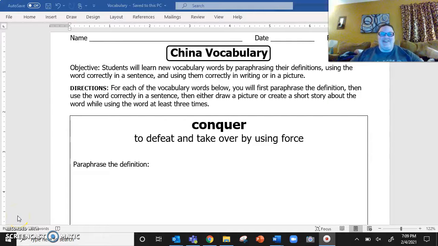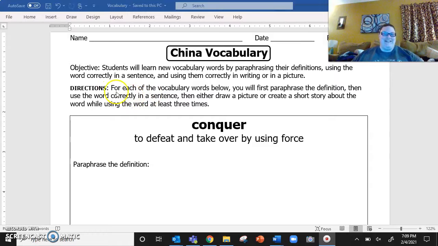Let's learn some vocabulary. Our objective today: students will learn new vocabulary words by paraphrasing their definitions, using the word correctly in a sentence, and using them correctly in writing or in a picture.